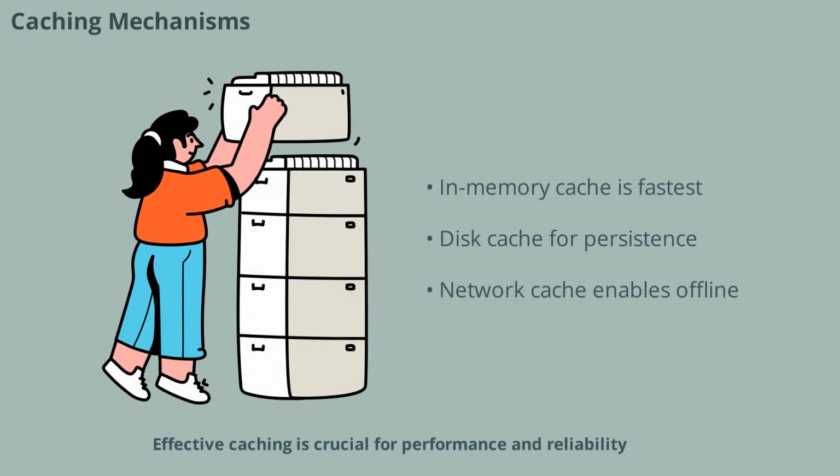Effective caching is crucial for performance and reliability. Android apps typically use three layers: in-memory cache like LRU cache for fast access, disk cache using Room or SharedPreferences for persistent storage, and network-based caching with Retrofit and OkHttp for offline functionality. By combining these layers, you ensure data is accessible quickly and reliably, even when the device is offline. This approach not only improves user experience but also reduces server load and bandwidth usage.